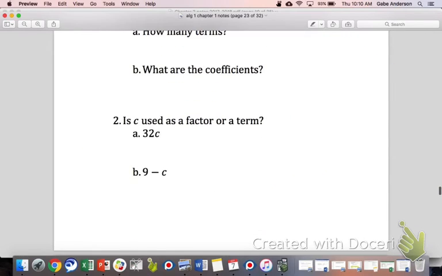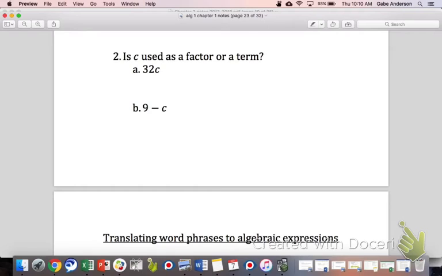Let's see here. One more. Oh, I like this one. Then we'll get to the board. So in number 2, this is a good test of understanding what coefficients are. You know what? Let's use the right terminology here. I'll put coefficient. So in number 2, A and B, is C used as a coefficient or is C used as a term?